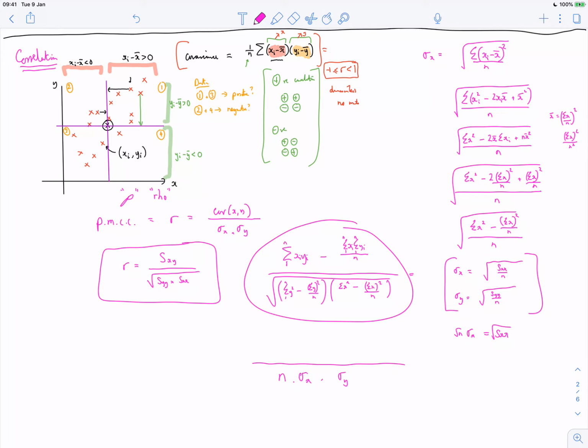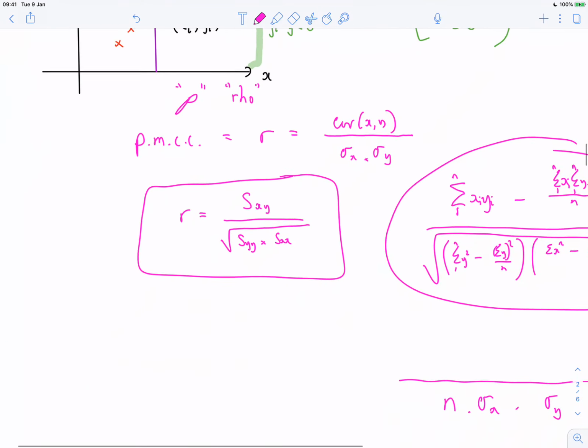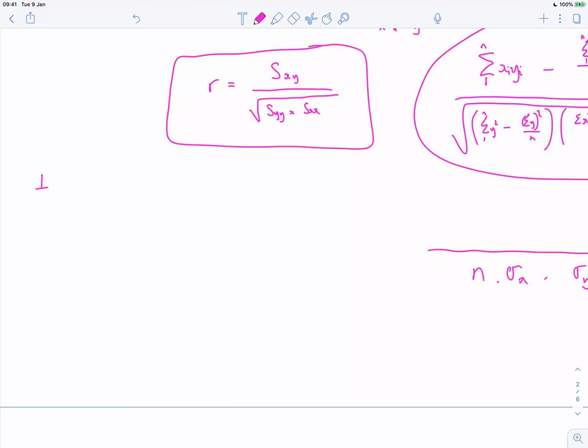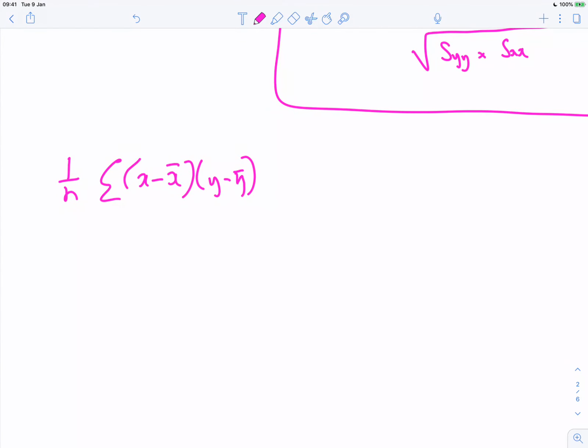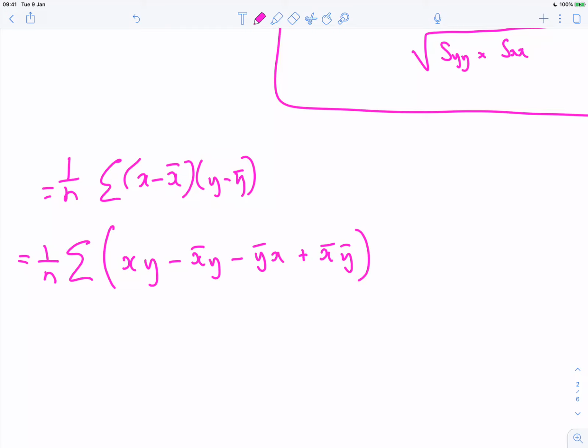Oh, I'm going to have to do stuff with this, aren't I? Okay, let's tidy this up then. So let's look at the covariance. So the covariance is 1 over n sigma of x minus x bar times y minus y bar. Have I done this before? No, I haven't. So expand this. So you're going to get 1 over n, this is the covariance, the sum of x times y minus x bar y minus y bar x plus x bar y bar, and that's all summed.